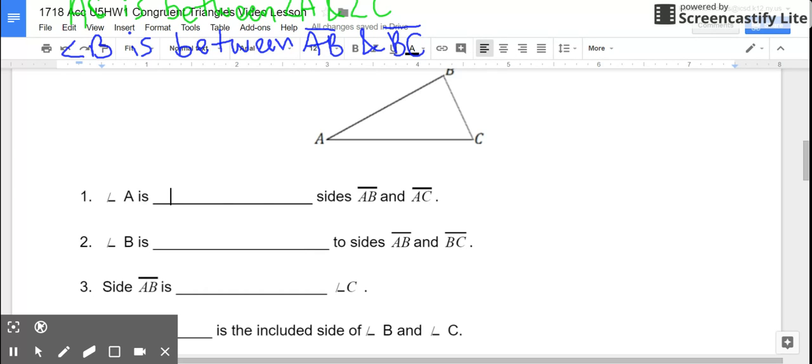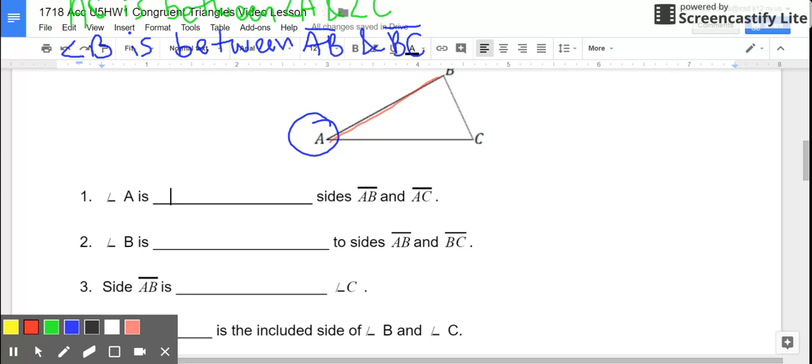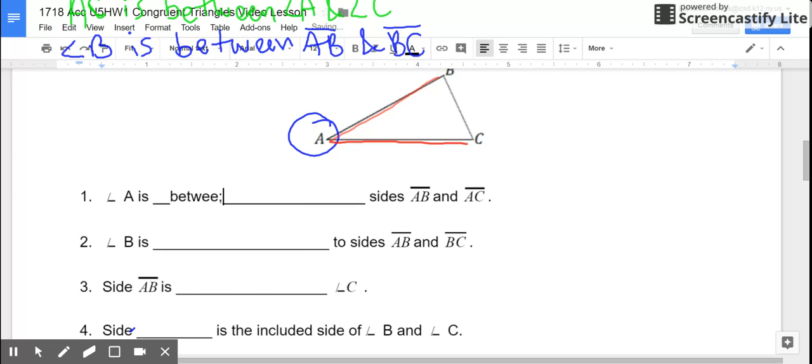Number 1 says angle A is blank sides AB and AC. So here's angle A, and then I'll mark in pink side AB, and in red side AC. The word that I'm choosing to use for this situation is between. Angle A is between sides AB and AC.